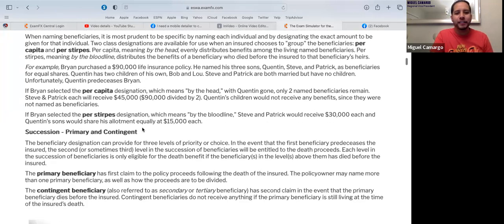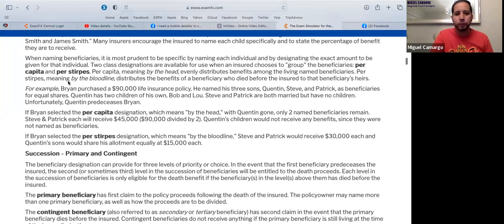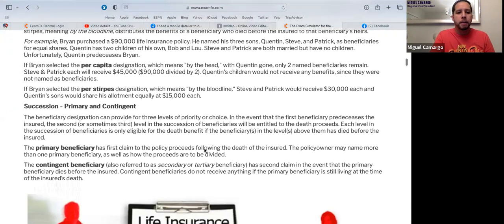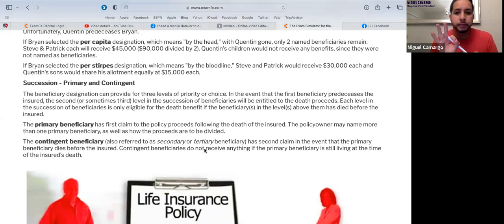So let's talk about this, guys. I'm going to bypass this part where it says per capita, per stirpes. This is not that big of a deal on the exam. You can come back and read this. But I do want to talk about the three types of beneficiaries: primary, contingent, and Ellie, what was the third one?